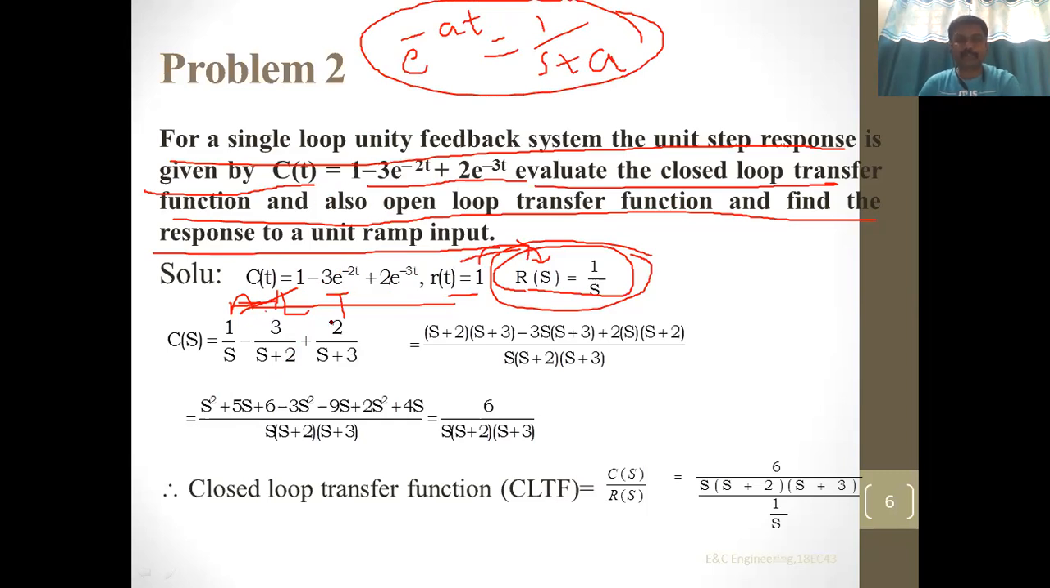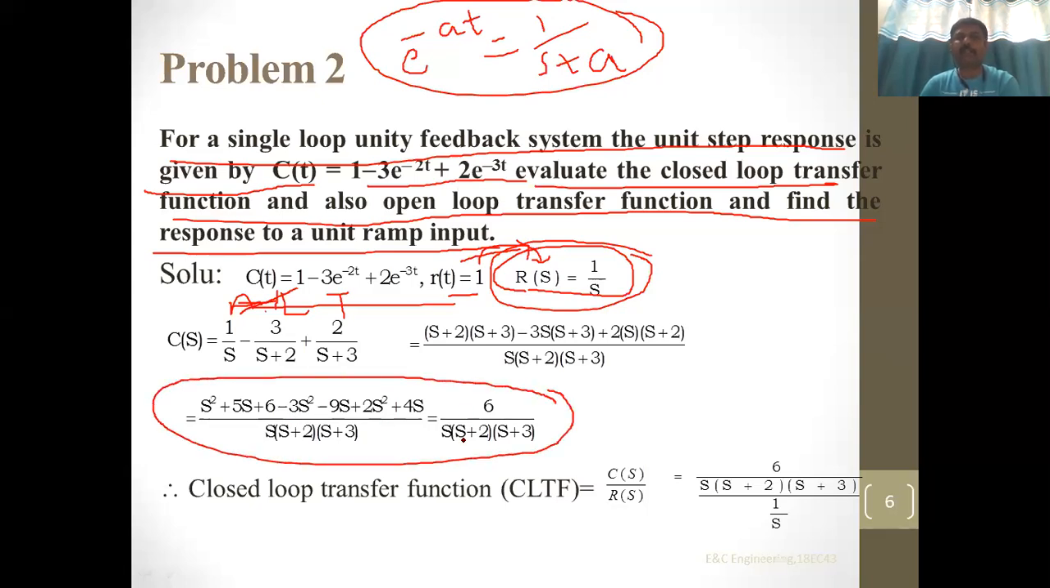Is it okay? Next, we need to take the LCM. This is 3 divided by s plus 2 plus 2 divided by s plus 3. Next, after taking LCM, what is LCM? S into s plus 2 into s plus 3. After simplification, this is the overall result: 6 divided by s into s plus 2 into s plus 3. This is only C of s.